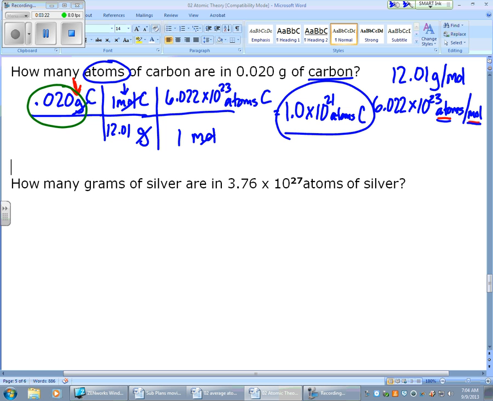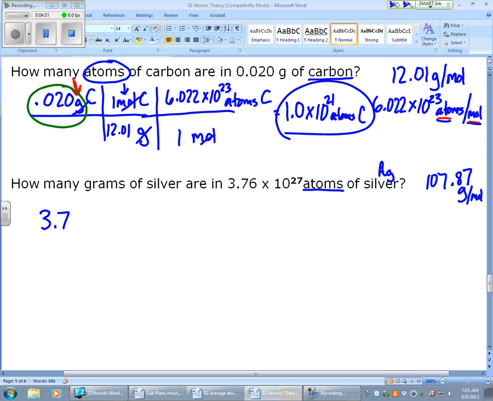All right, let's look at this next one. This is kind of the reverse of the one we just did. It says, how many grams of silver are there in 3.76 times 10 to the 27 atoms of silver? Well, we know silver is Ag. I have atoms here, so I know I'm going to have to use Avogadro's number. I am going to have to go to grams, so I need its molar mass. The molar mass of silver is 107.87 grams per mole. And so now let's start our dimensional analysis.